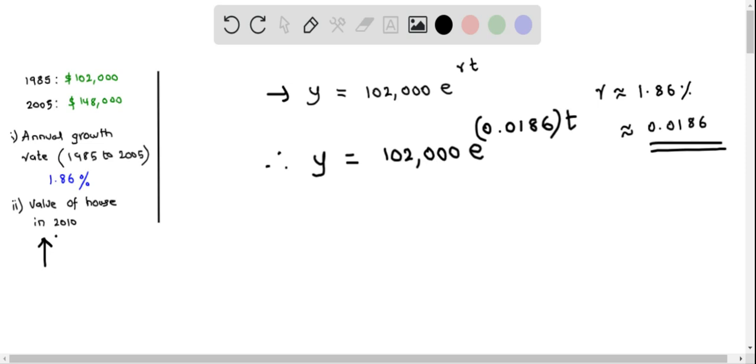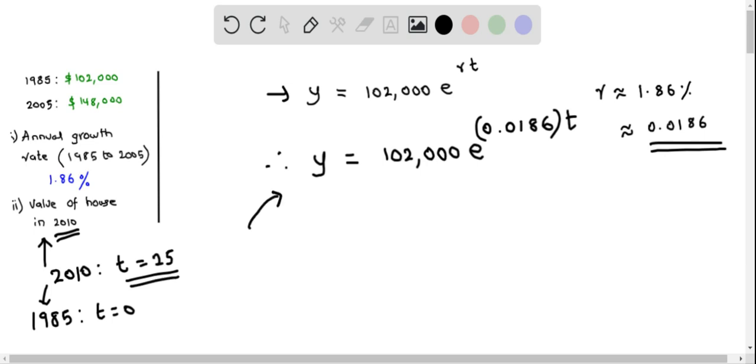Now, to answer the part 2 question, that is, we have to determine the value of house in 2010. So first, we have to determine the year 2010 corresponds to what value of t. We already said that year 1985 corresponds to t equal to 0. So basically, we have to do the subtraction as 2010 minus 1985, and this gives 25. So therefore, we say that year 2010 corresponds to t equal to 25. So all that we do is we plug in t equal to 25 into our exponential function to determine the value of the house in year 2010.